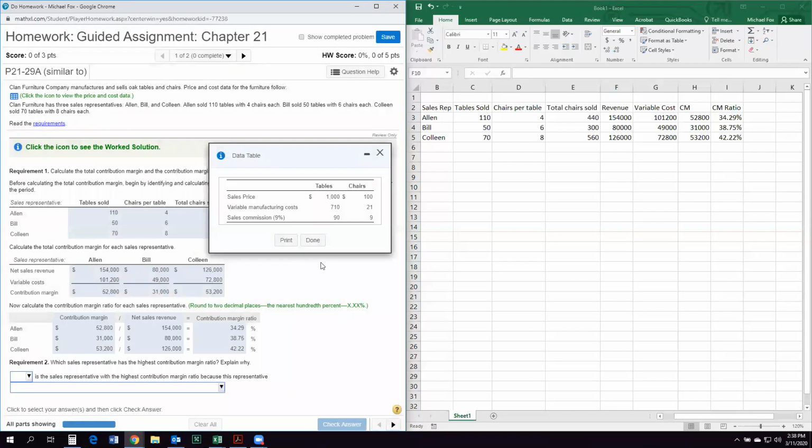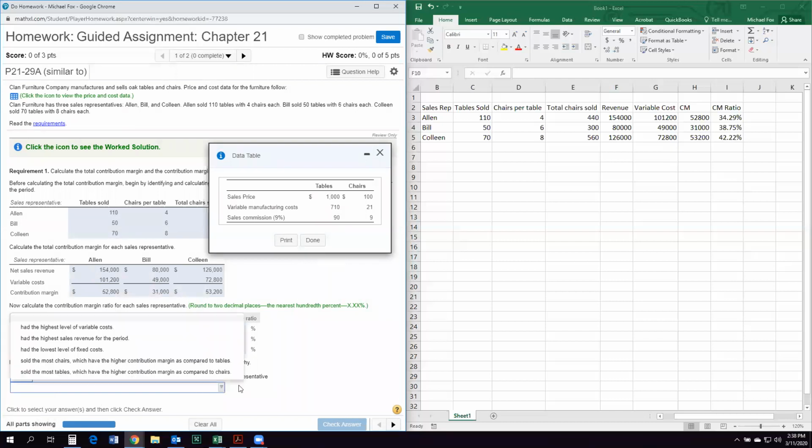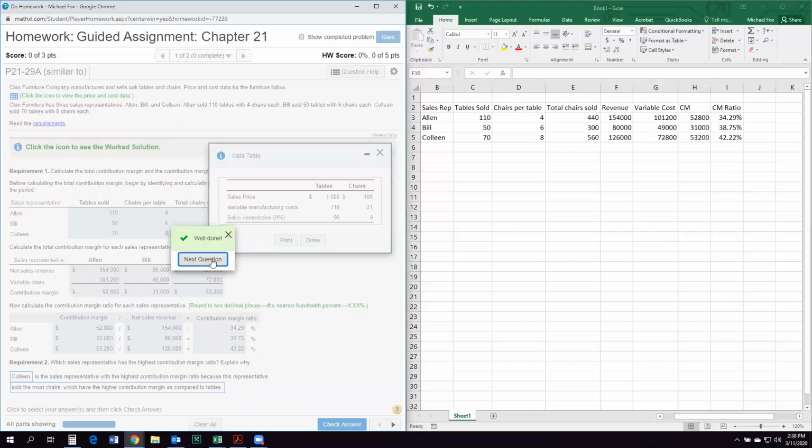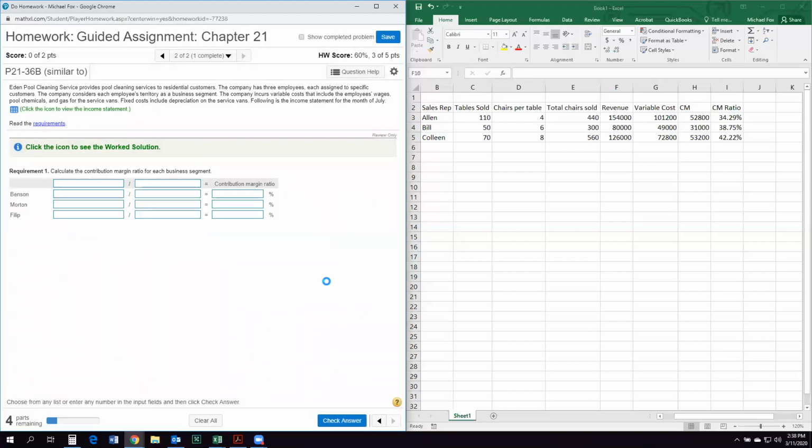All right, so blank is the sales rep with the highest contribution margin ratio. So that's going to be Colleen. And then they want to know why. Probably because she sold the most chairs, and chairs have a higher contribution margin compared to the tables. And so that's the end of the first problem.